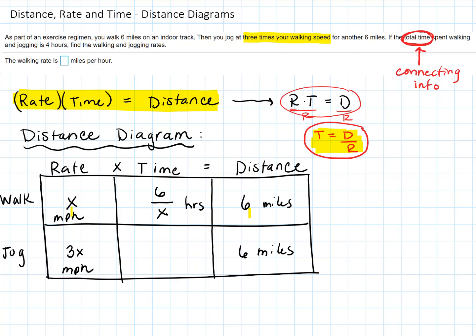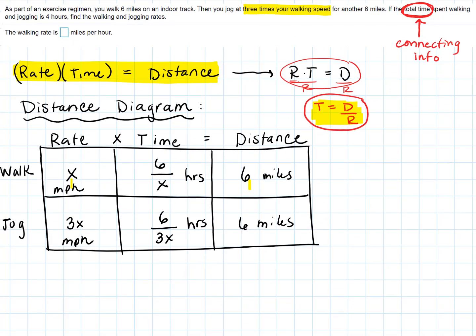And for the jogging, our time is going to be 6 divided by 3x. And again, that's in hours. Okay, so now that we've completed a distance diagram, we've basically taken all the words and we've put them into algebra and numbers, utilizing that relationship between rate, time, and distance. Now we're going to go back to that red circle up there, that the total time.